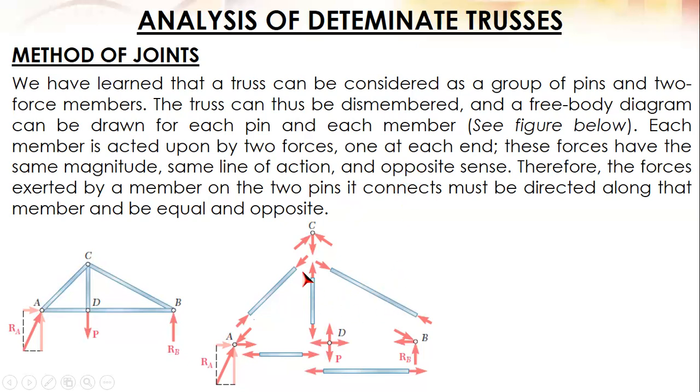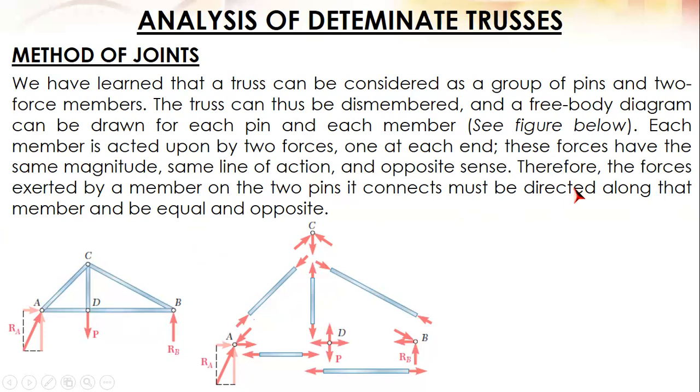One at each end, this one. These forces have the same magnitude, same line of action, and opposite sign. So, for example, 100 N, and 100 N with opposite sign, opposite in direction. Therefore, the forces exerted by a member on the 2 pins it connects must be directed along the member and be equal and opposite. For example, this one, for this member.